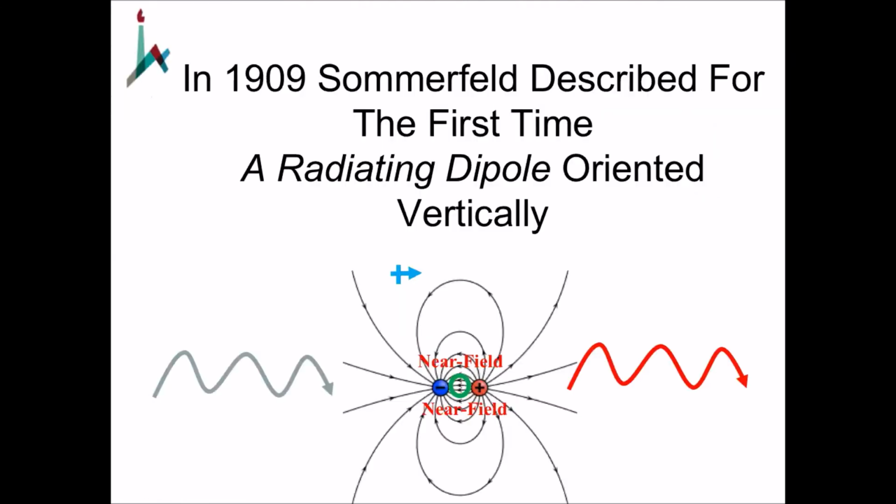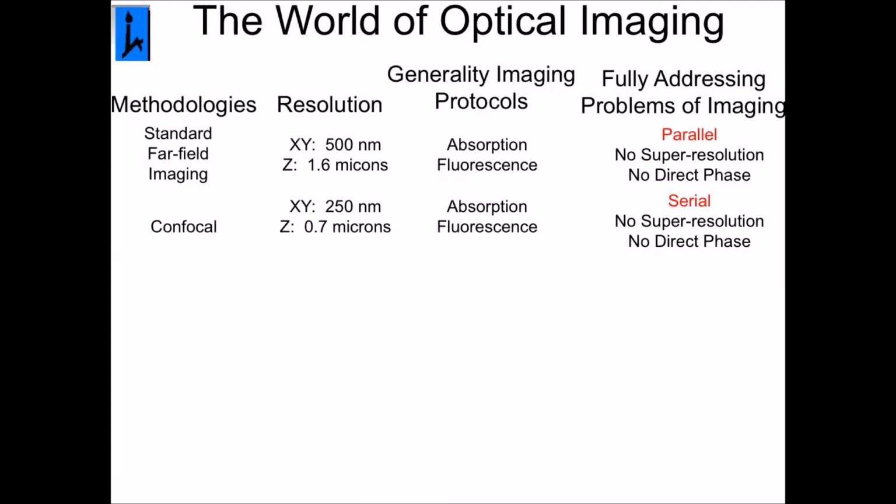In 1909, Sommerfeld first described how a radiating dipole. Professor Lewis, but in confocal, by changing the position of the aperture, you can basically use slice. So you can take different heights and then generate from it a 3-dimensional structure. No, that's not what I call 3D. That is 2D images at different depths in the sample.